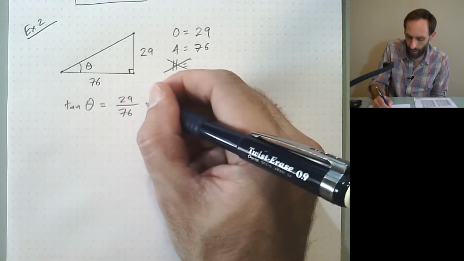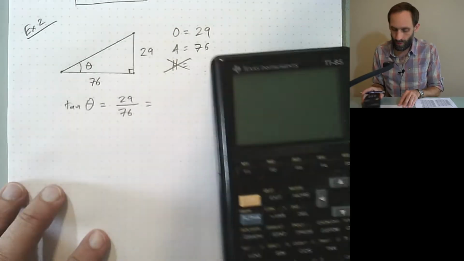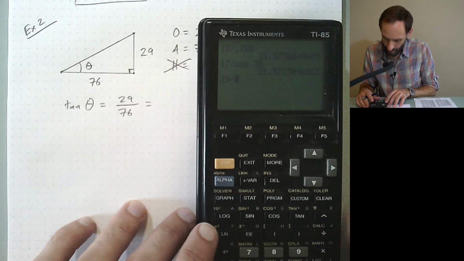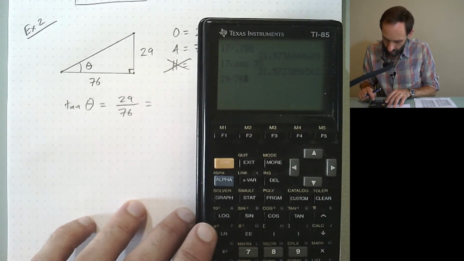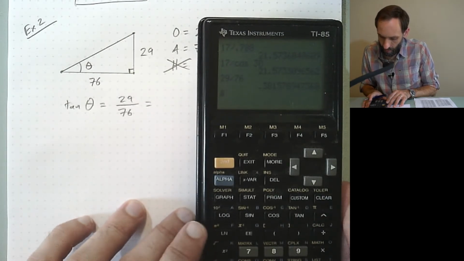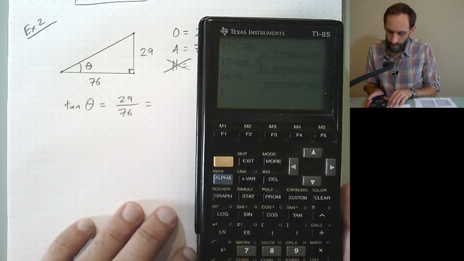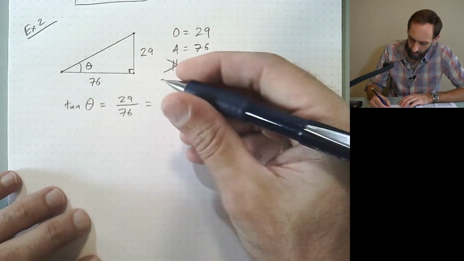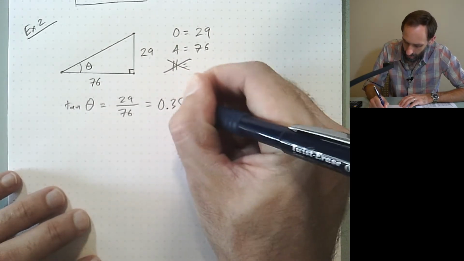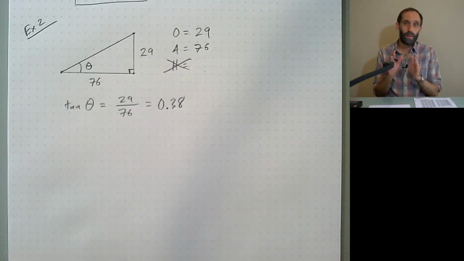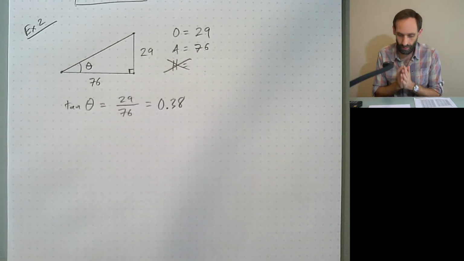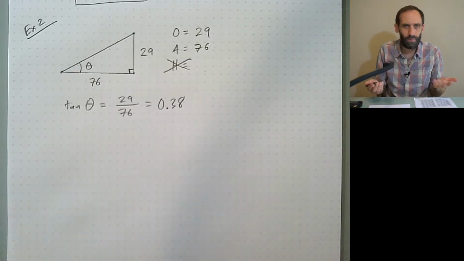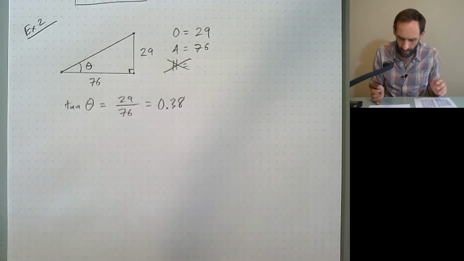Okay, well, let's go ahead and figure out what we get when we take 29 divided by 76. That's 0.38 if I round to the nearest hundredth. Okay, now this is an easy spot to get stuck because it's like, okay, I know the ratio, but how does that tell me the angle?